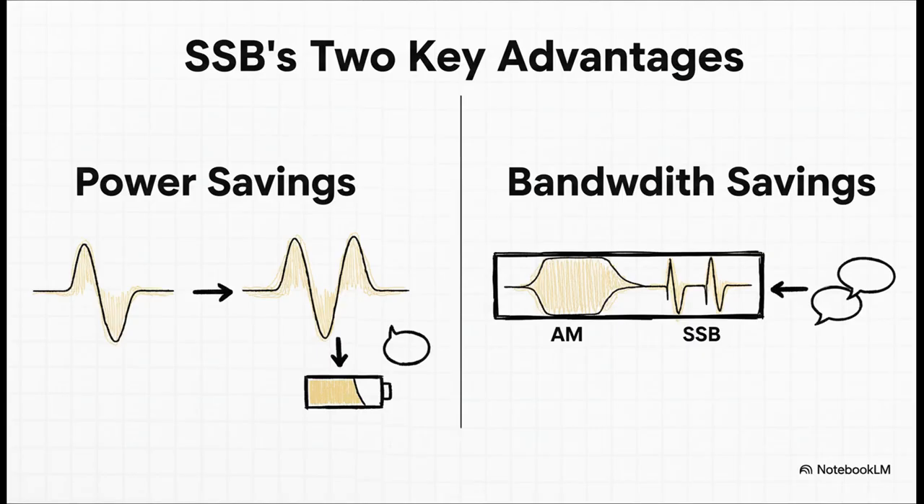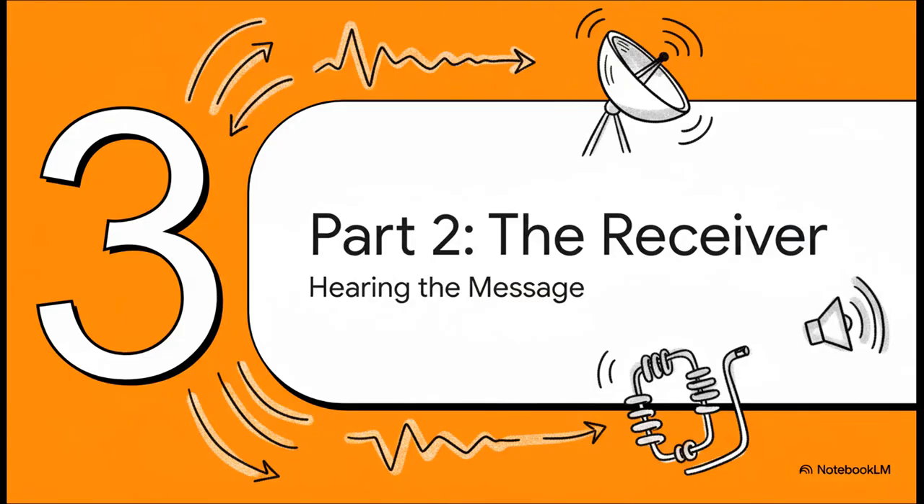So, just to recap, this is why SSB is so important. It gives us two key advantages. Number one is power savings. You're not wasting any energy on parts of the signal you don't need. All the power goes into the part that actually carries your voice. And number two is bandwidth savings. Like we just saw, it lets us pack more signals into our crowded airwaves. It's all about efficiency.